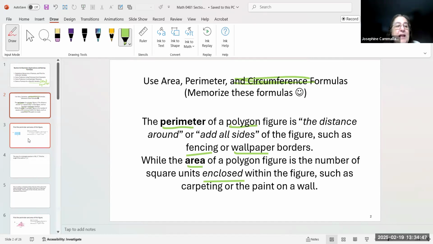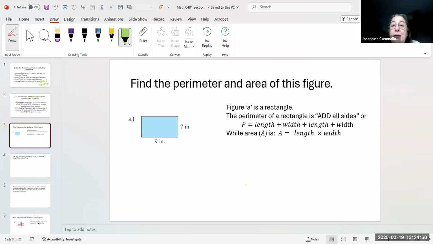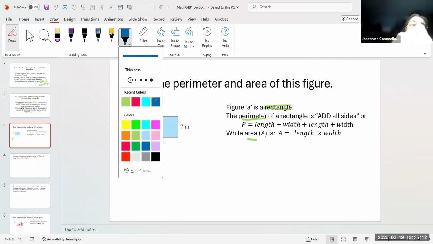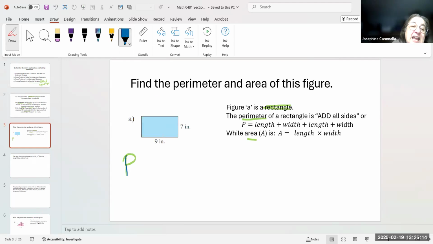With that said, these next couple of slides should be pretty easy for you. The figure over here is a rectangle. Well, we're going to find the perimeter and we're going to find the area. And these are two formulas that you should know. Now, I'm going to let you know that the capital P, which is an indication of perimeter, is equal to length plus width plus length plus width.